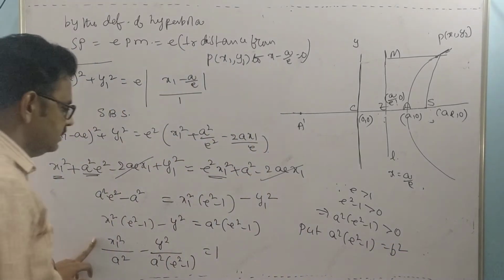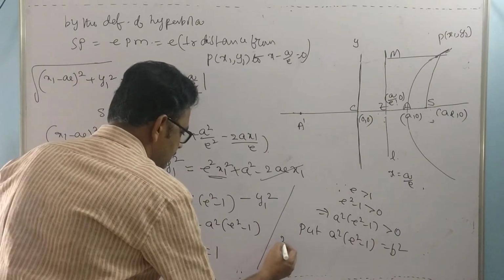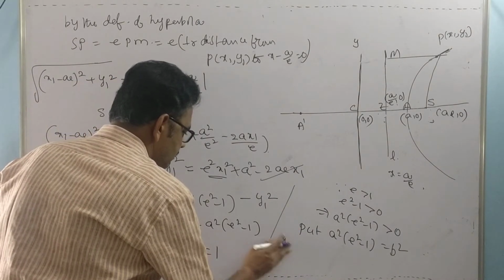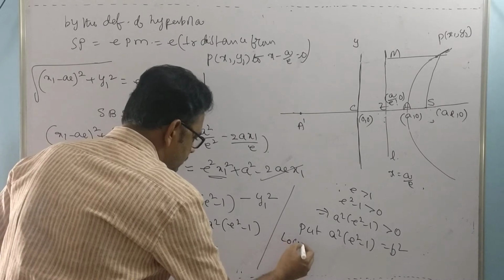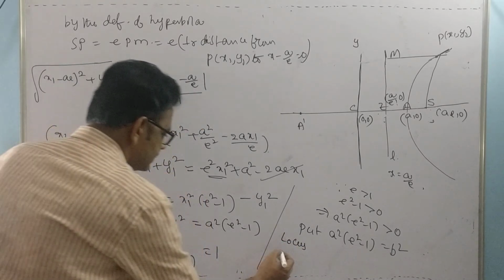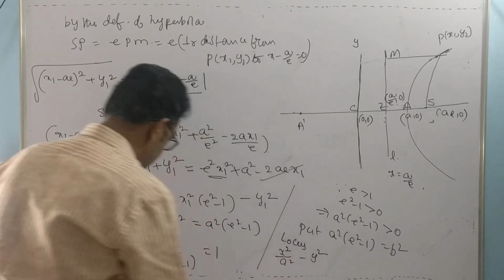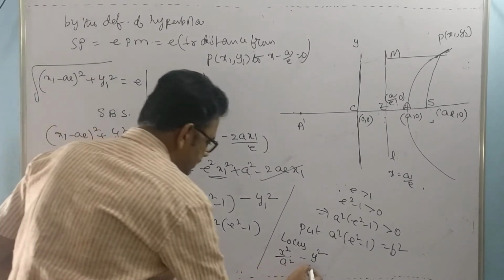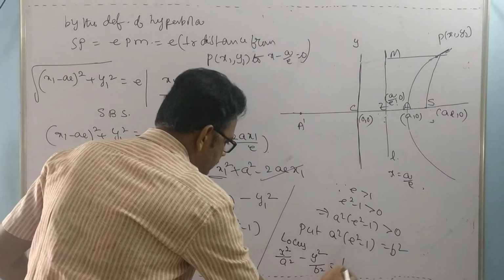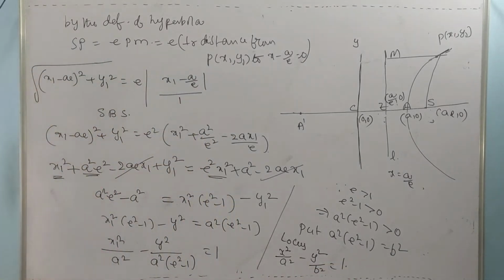Therefore, the locus of x1 and y1 is x square by A square minus y square by, this you can treat as B square, is equal to 1. So this is the equation of hyperbola in standard form.